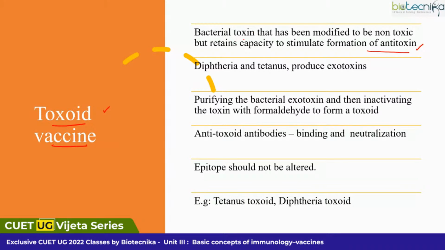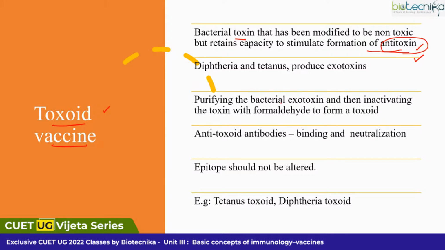Understand what you're doing here. You take the bacterial toxin and you modify it so that the epitopes are still maintained, but the toxin is not harmful. Then when it is injected into the individual, it can activate the immune response of that individual and give rise to antitoxins. These are like your antibodies against the toxin, so we call them antitoxins.